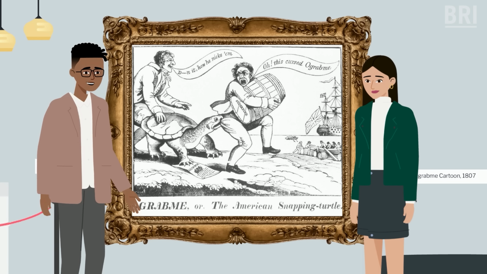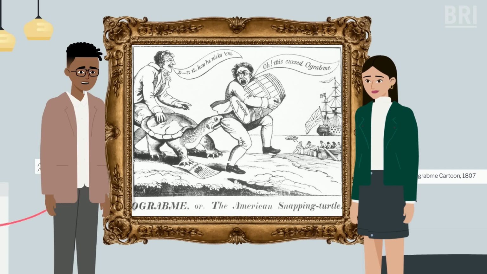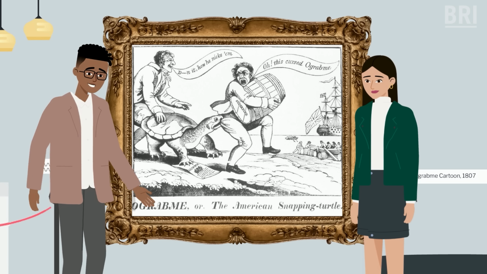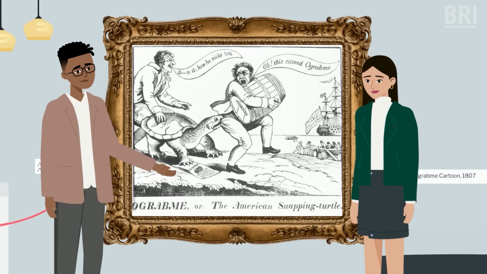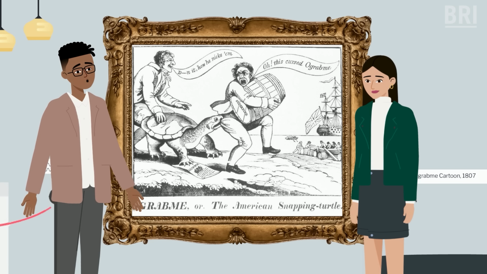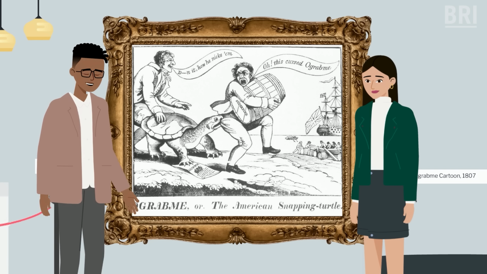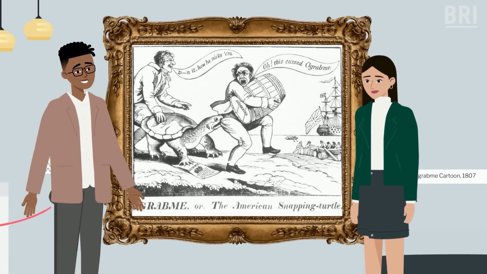And by providing context, looking at international tensions, Jefferson's actions, and constitutional limits, we can better understand why he chose this path. So next time you study a historical document or image, remember, the story around it, the context, is what makes its meaning come to life.